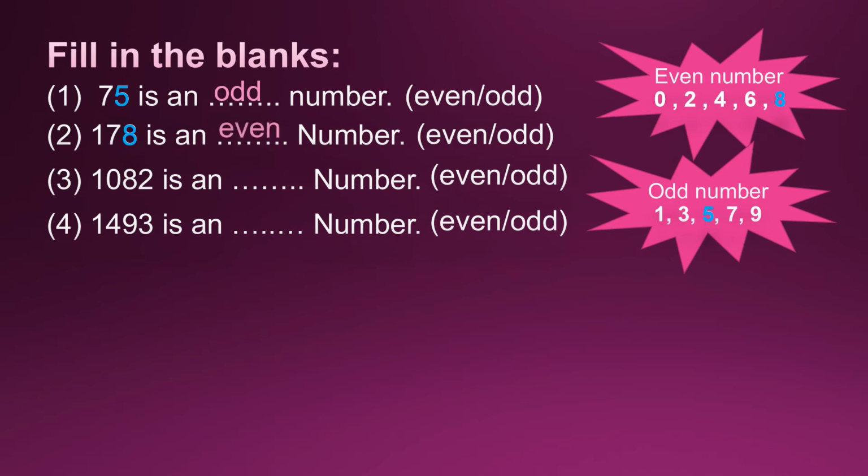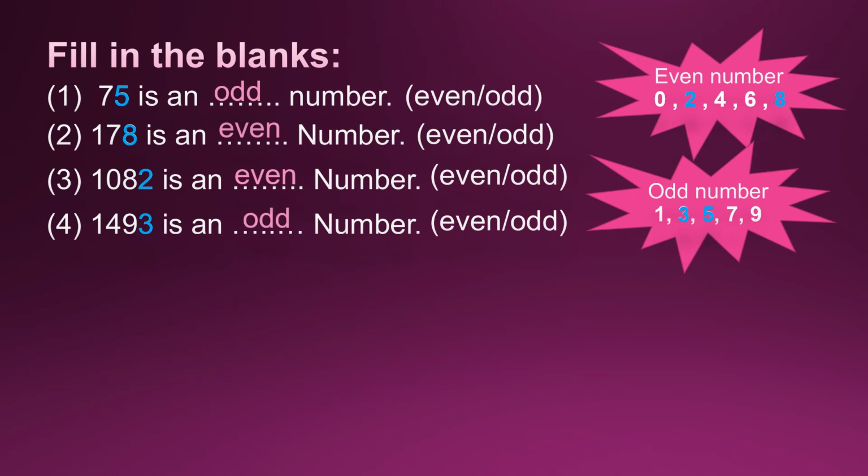The next is question number 3. 1082 is a blank number, even or odd? See, in 1082, the last digit is 2. So what we have to write? Yes, 1082 is an even number. Question number 4. 1493 is a blank number, even or odd? In 1493, the last digit is 3 and 3 is an odd number. So what we have to write? Yes, 1493 is an odd number.